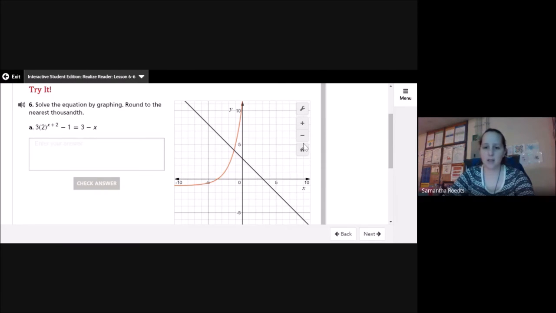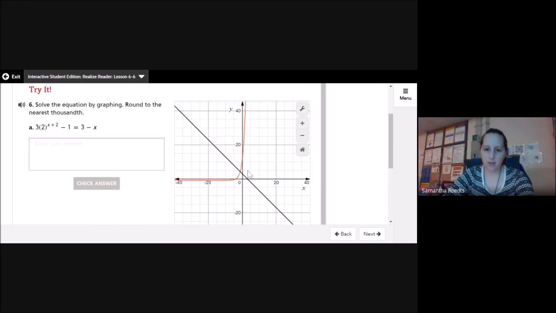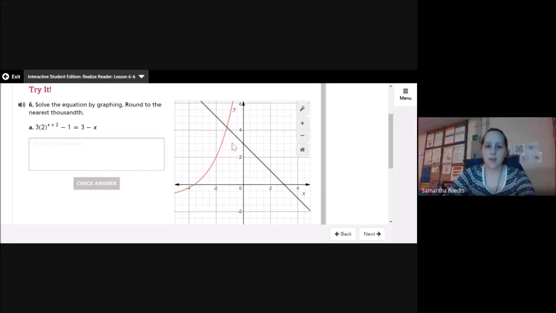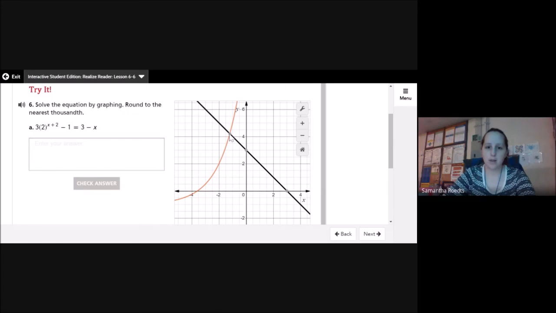Okay, I can see here, scroll out a little bit, that they intersect here at one point. Scroll in, make it a little bit easier. There's my point of intersection, or approximately my point of intersection. So I have negative 1.205 and 4.205. So that means x is approximately negative 1.205.